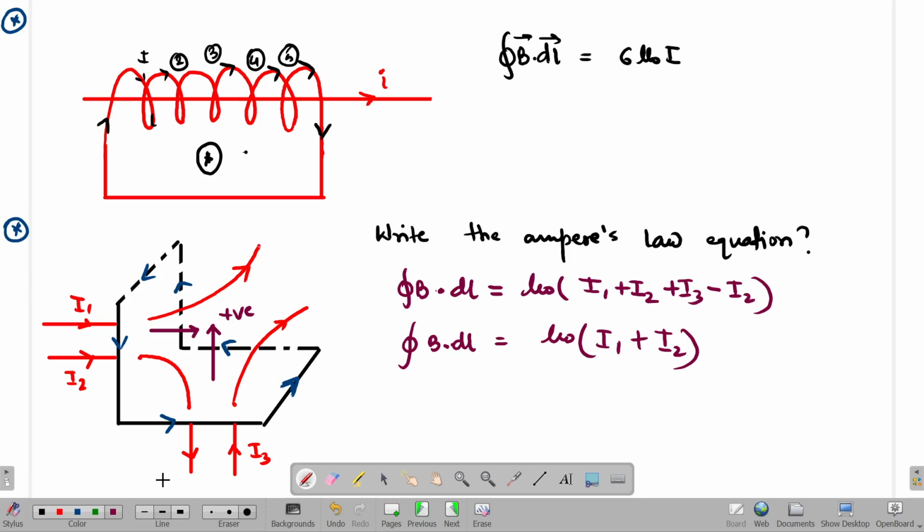Is it clear? Clear or not? Okay. Yeah, I2, going in and then going out.